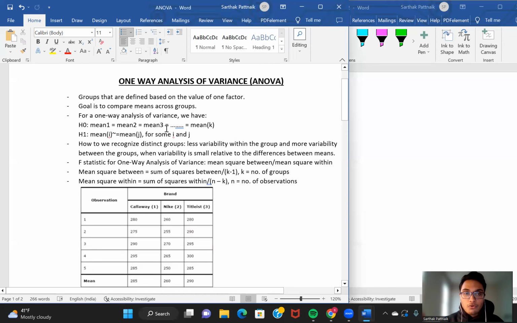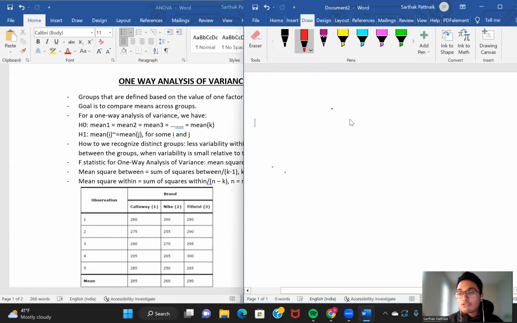So for one-way AOV, and because the measure of variability is the mean, our null hypothesis is that the mean of the first group is equal to the mean of the second group is equal to the mean of the third group, and so on.